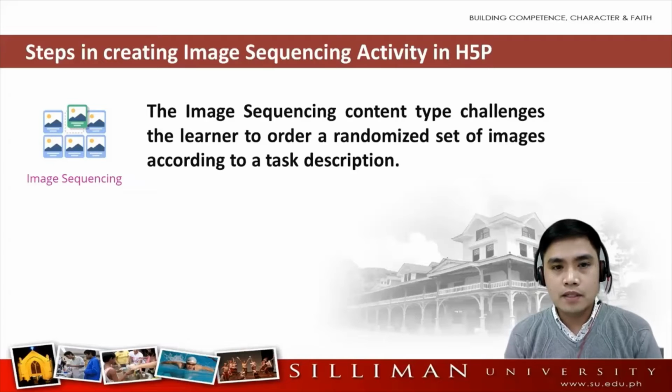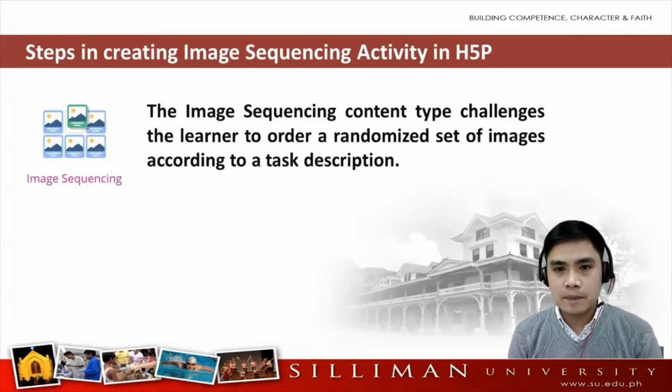Hi, our third topic for this session is about image sequencing activity. The image sequencing content type challenges the learner to order a randomized set of images according to a task description. Okay, so we will go and create our image sequencing content in the H5P website.